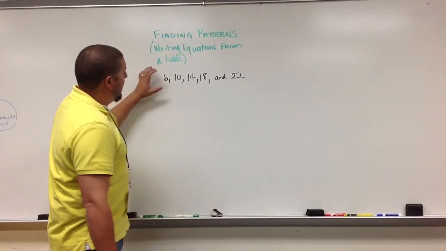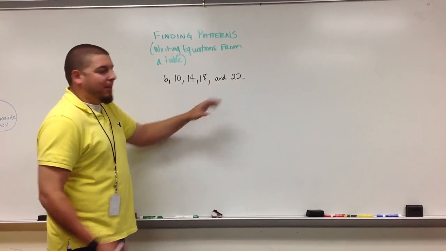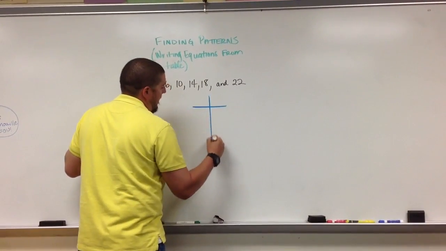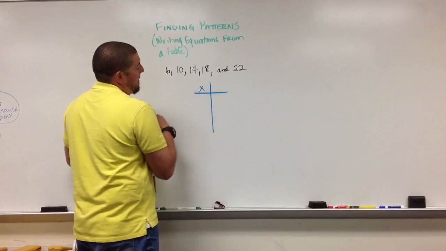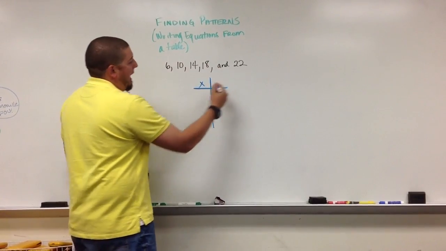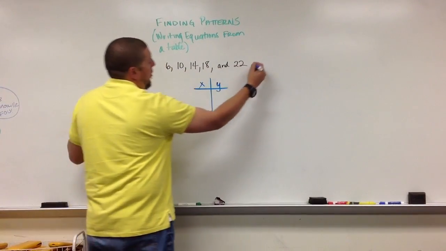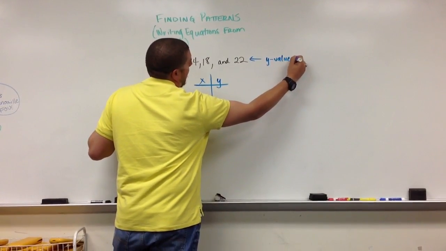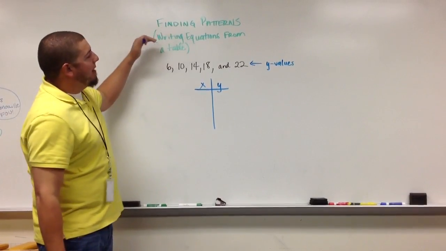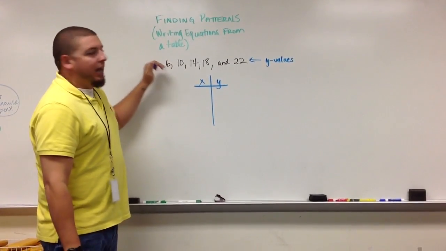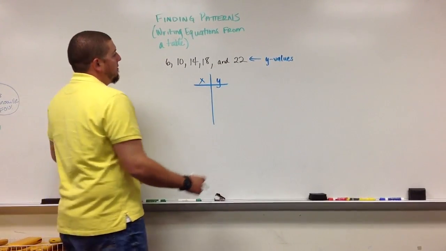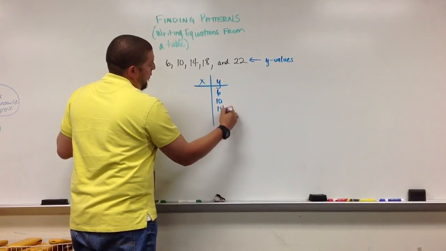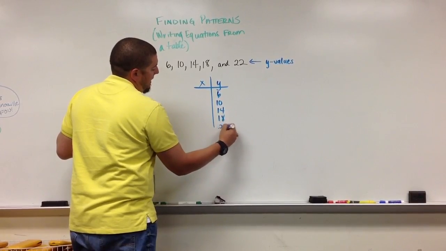Okay? Now, you can look at these 5 numbers as a table. So if I create a table of terms, basically my x value is going to be the order at which this term is, and my y values are going to be these. That's why it says finding patterns and writing equations from a table. Okay, so these are all my y values. So I'm going to stick them in here: 6, 10, 14, 18, and 22.